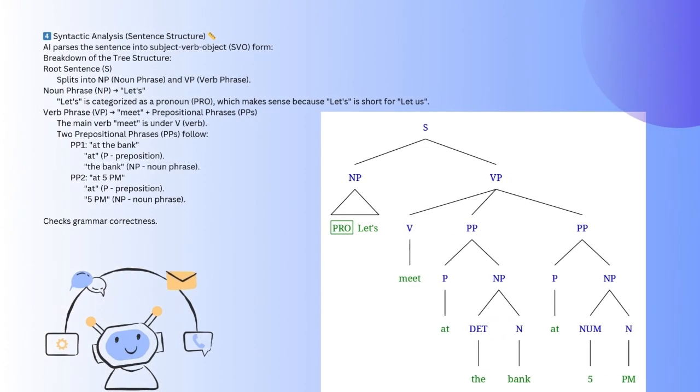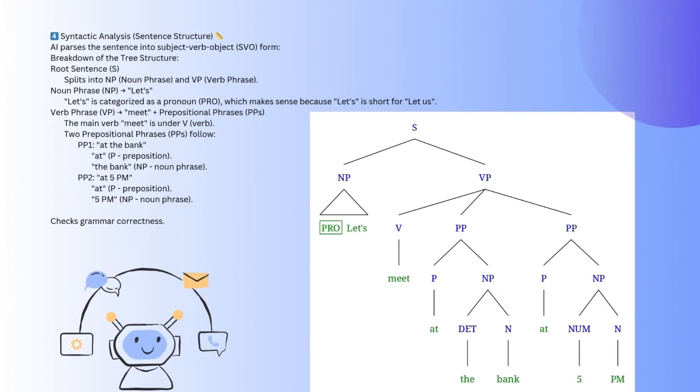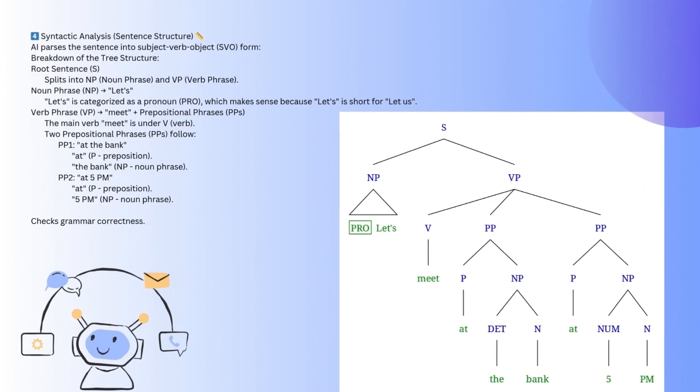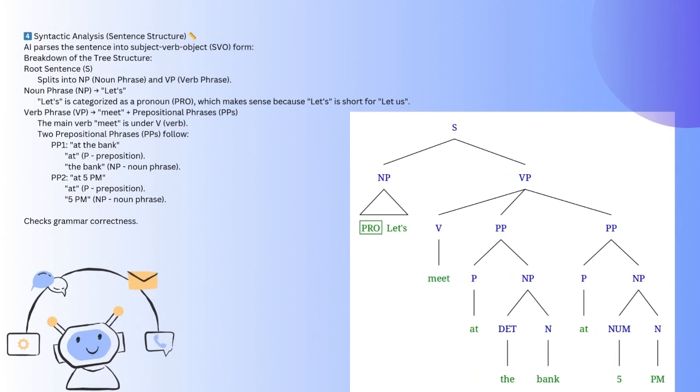Breakdown of the tree structure. Root sentence, S, splits into NP, noun phrase, and VP, verb phrase. Noun phrase, NP: let's. Let's is categorized as a pronoun, PRO, which makes sense because let's is short for let us. Verb phrase, VP: meet plus prepositional phrases, PPs. The main verb meet is under V, verb. Two prepositional phrases, PPs, follow.